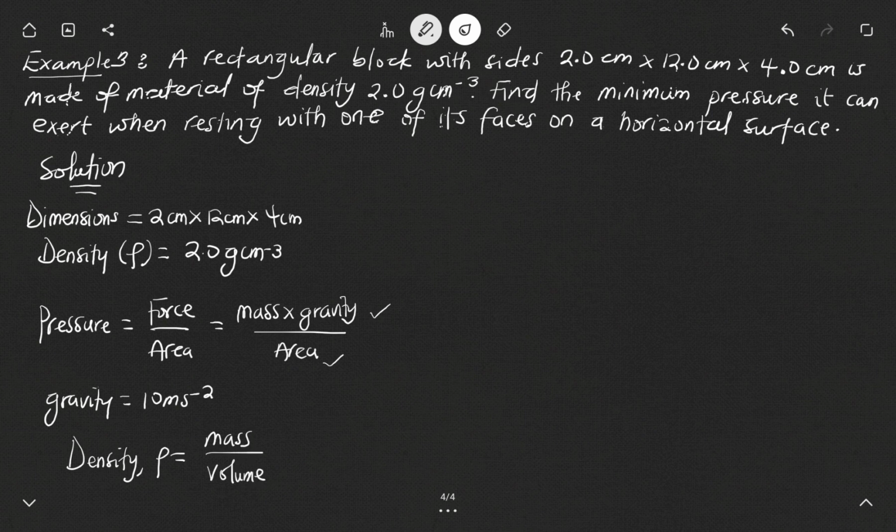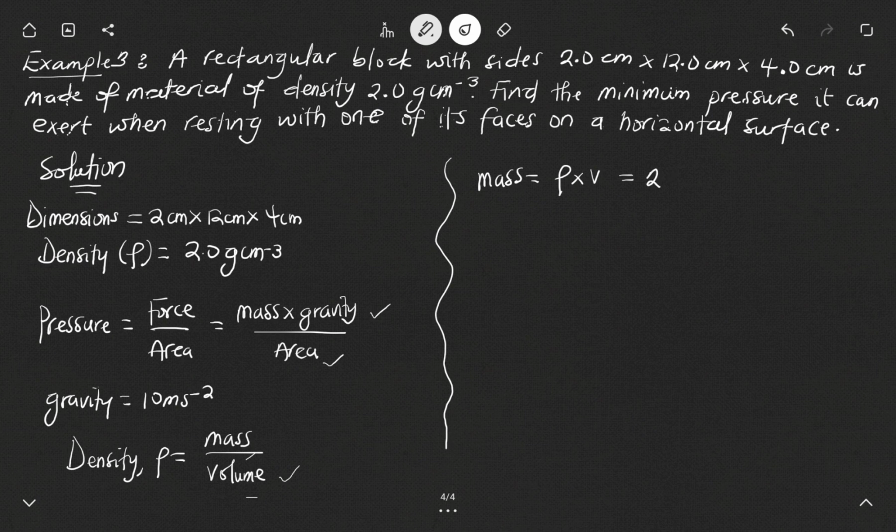Now, if you look at it, we have the density we're given, but we don't have volume. But we can get the volume of the block by using the dimensions, multiplying all of them to get the volume. And now that we have density and we can calculate the volume, we can easily find mass. So if we make mass the subject, mass will be equal to the density multiplied by the volume, and the density is 2, so we have 2 there.